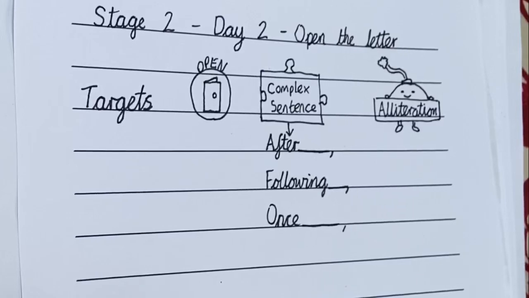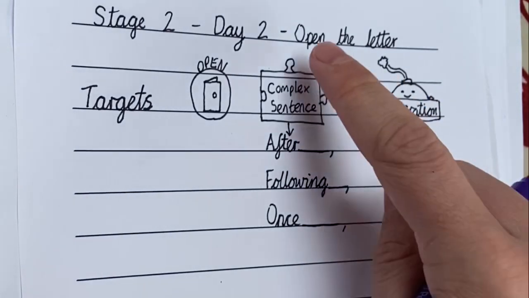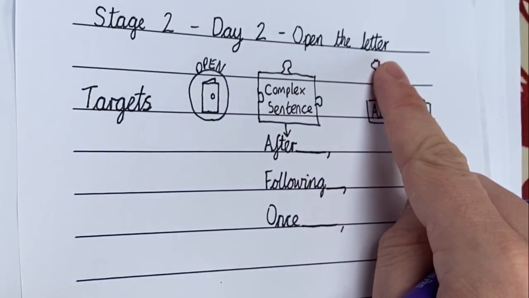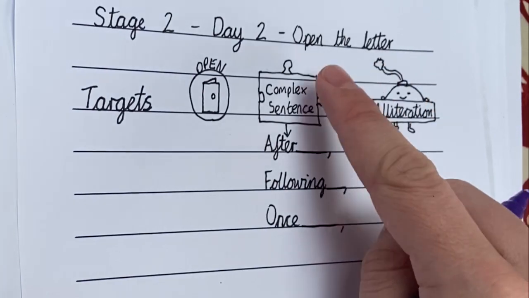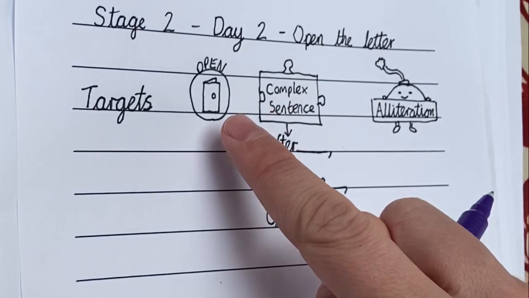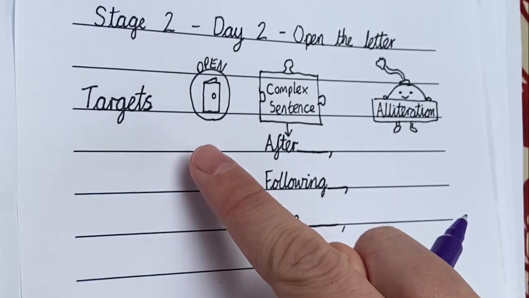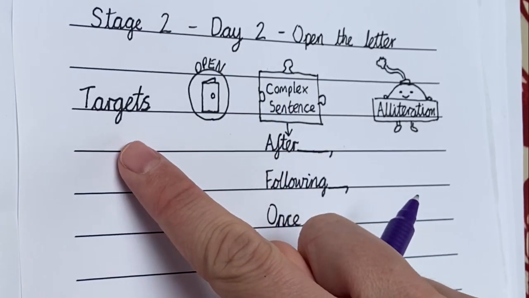Hello children, so we're going to write our letter today, and this is for our time capsule, which we'll send to the future. Now our first chunk of our letter is opening the letter. And this basically means how we're going to start our letter, how we're going to talk to our reader in the future and tell them what's been happening here.